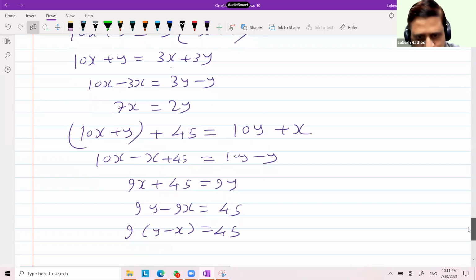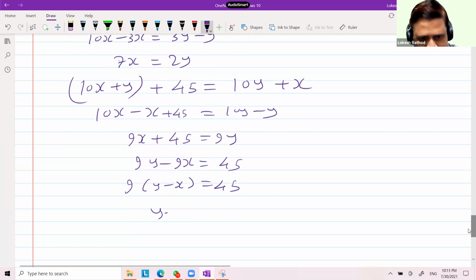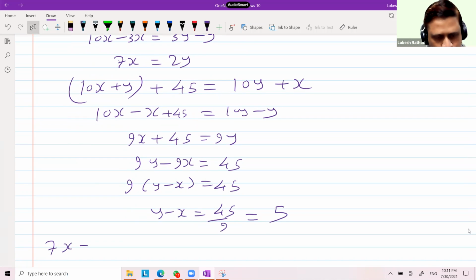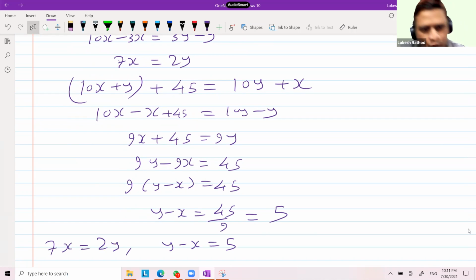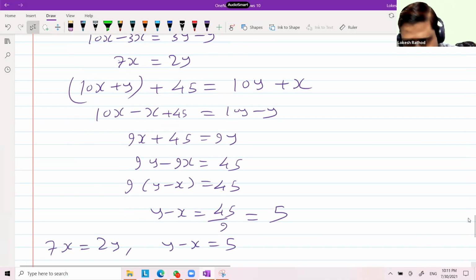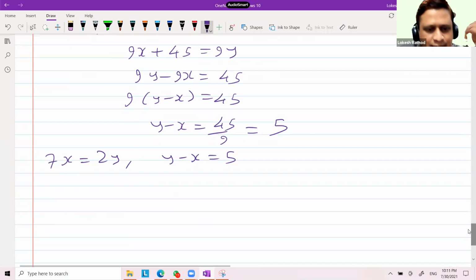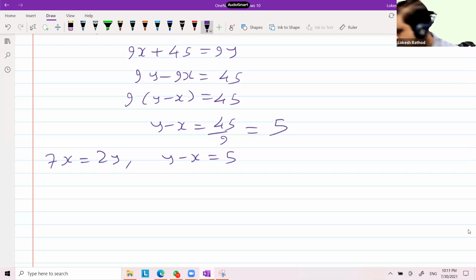So I'll get y minus x, 55 over 9, which is 5, correct? Y minus x is 5. Okay, fine. So I got 2 relations. One relation is 7x equal to 2y. Another relation is y minus x equal to 5. How can I get the value of x and y? Anyone? How can we get the value of x and y from this?